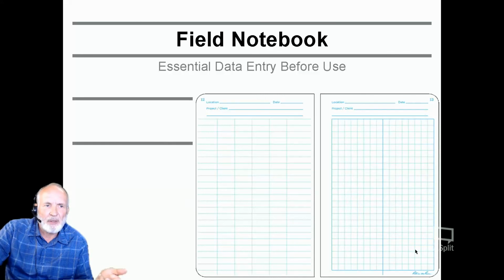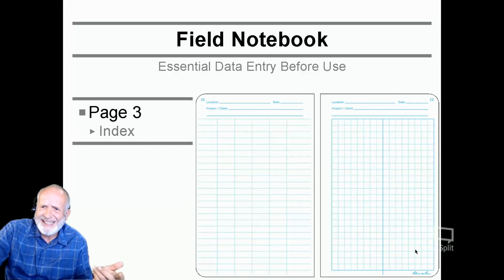Okay, what about page 3? Well, one thing you should put in your notebook is some kind of an index. Basically, you leave a page blank. You can populate it something like this. This is your page 3, right? Call it the index, right? And what do we do in the index?